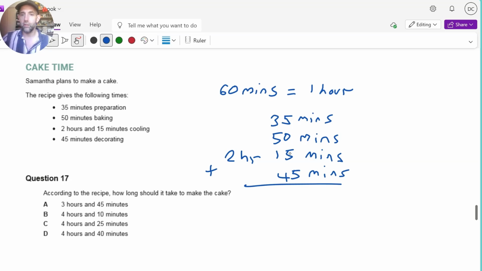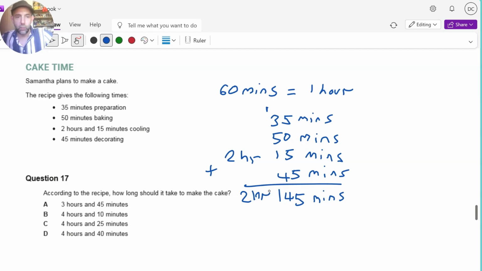So 5 add 0, add 5 is 15. So we put the 5 here, carry the 1. 1 plus 3 plus 5 is 9, plus another 1 is 10, plus 4 is 14. So at the moment, we've got 145 minutes. So this is the only thing I would say to be careful of, is I've added the minutes in a column, but what I don't want to do is I don't want to stick the 1 on the hours, okay? Because that would be wrong. So we've got 2 hours and 145 minutes.